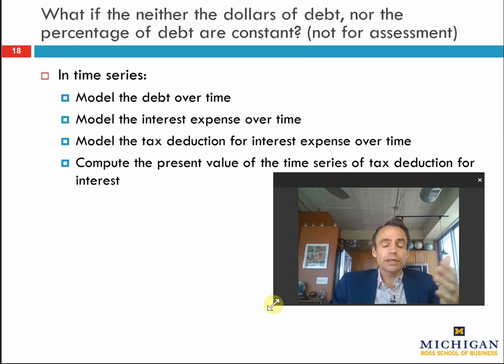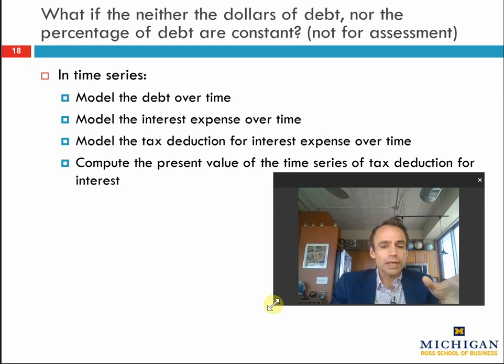For example, in a leveraged buyout, the acquiring company, the acquiring shareholders might say, we want to start with lots of debt, and then we're going to gradually pay that down over time and then try to sell this asset to someone else who has a lower degree of risk tolerance. In that framework, you have to model how much debt there is over time, model the interest expense over time each year in your spreadsheet, model the tax deduction for interest expense each year in your spreadsheet, and then compute the present value of that time series of interest tax deductions.